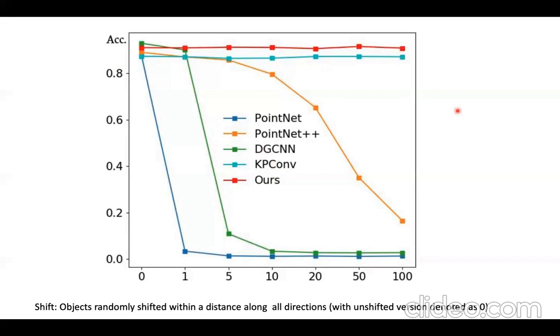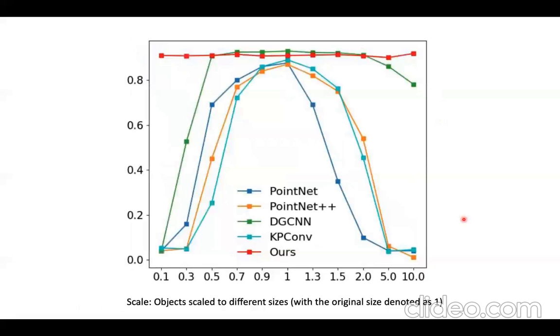Okay, kernel convolution. Especially for PointNet, we can see how the shifting drops the accuracy. Then they also do it with scaling. They scale the object downward, and they also scale the object upward. One is the actual object as it is. For most of the models, accuracy keeps decreasing when scaling downward and also when scaling upward. However, their model is doing really well.